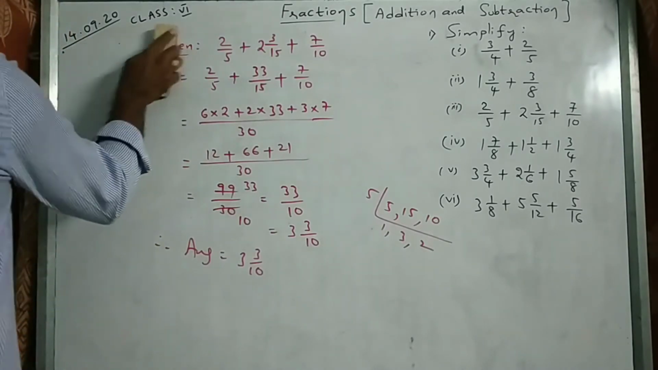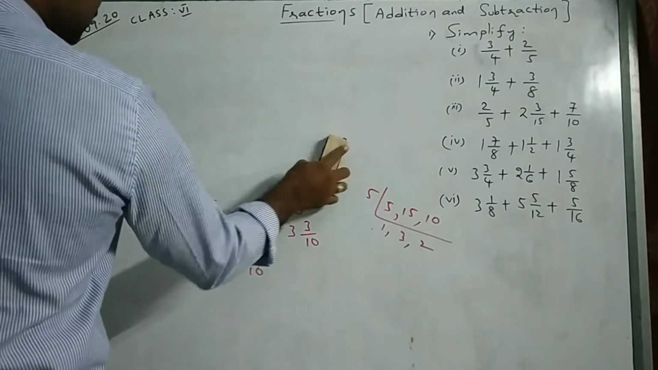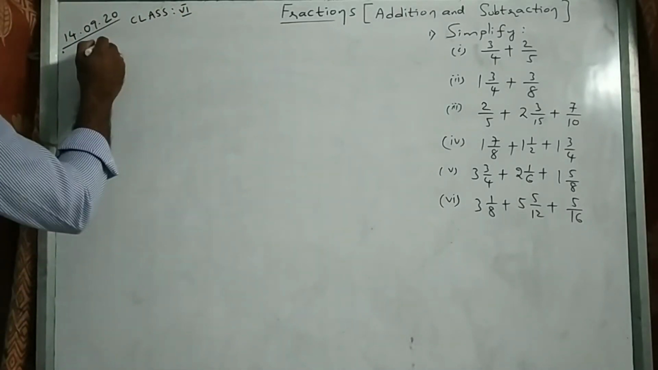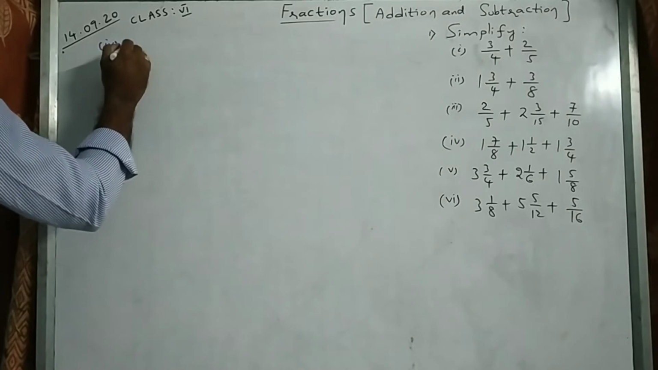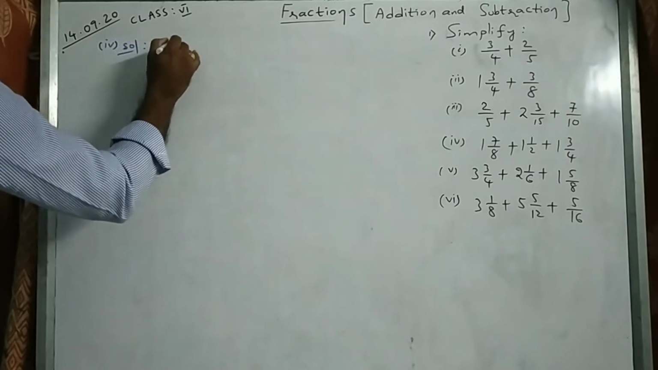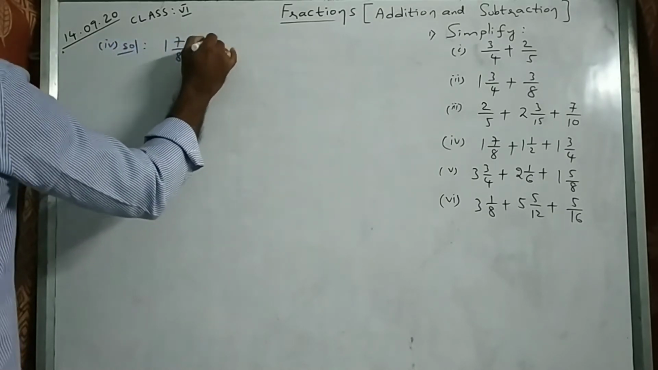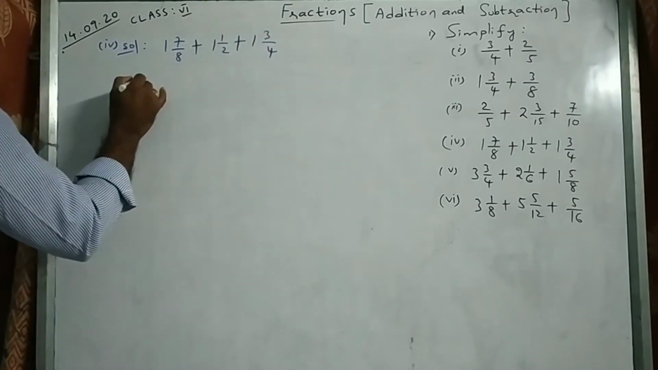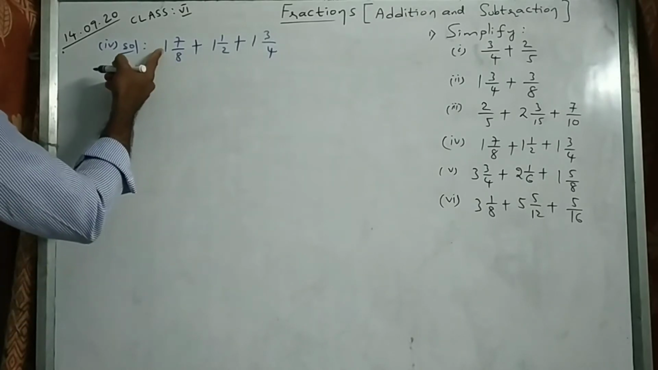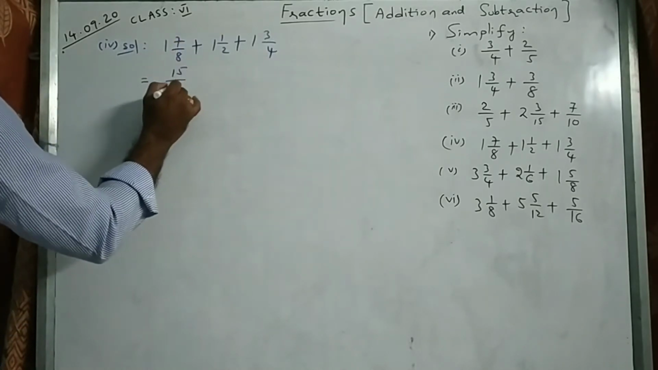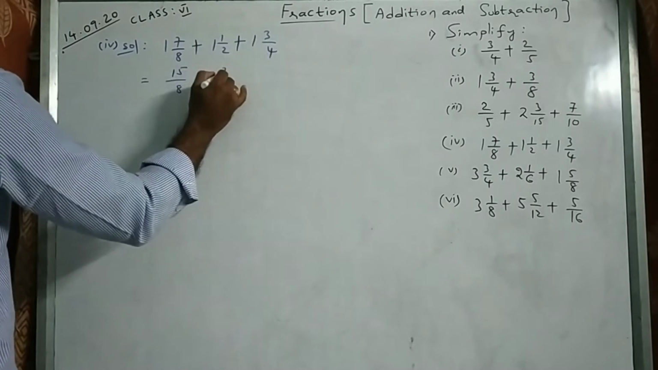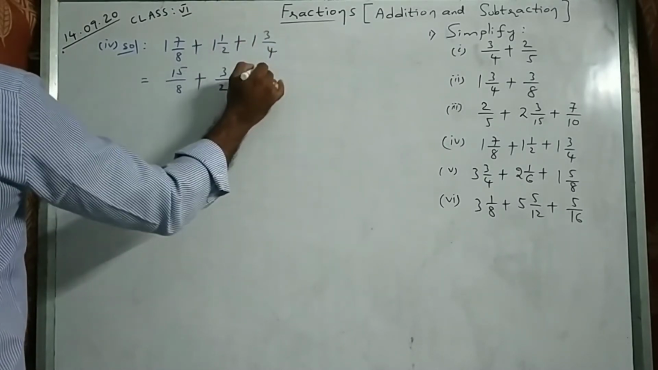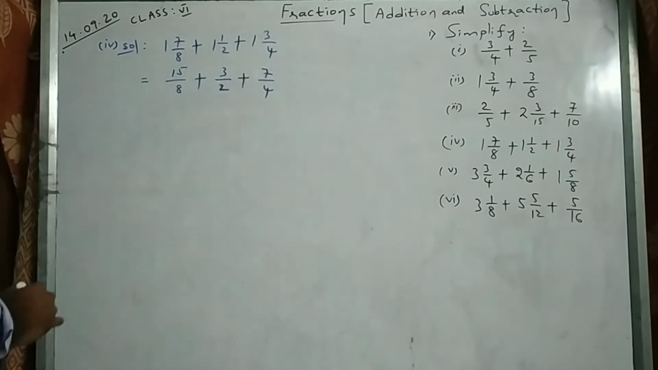Okay, fourth one is 1 7 by 8 plus 1 1 by 2 plus 1 3 by 4. Like fractions also you can do it, no problem. Now change them first. 8 1s are 8 plus 7, 15 by 8. 2 ones are 2 plus 1, 3 by 2. 4 ones are 4 plus 3, 7 upon 4.